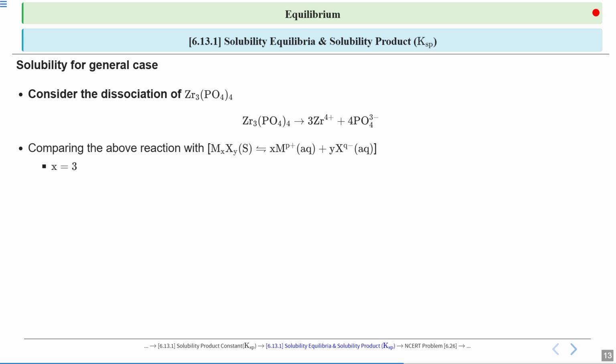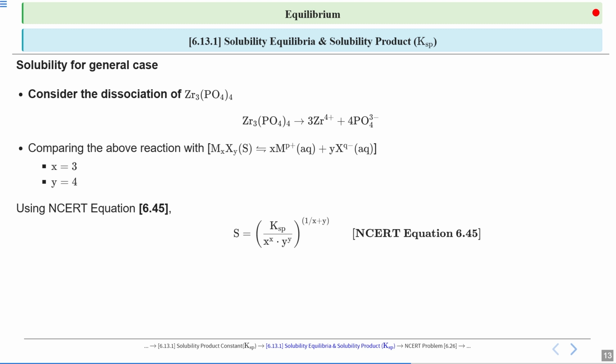Now what about x and y values? Just compare this equation, you will easily see that x has a value of 3. And what about y? y has a value of 4. So you must be having a confusion about which 4. We have PO4, and outside the bracket we again have a 4. So we'll take the term which is outside the bracket of the PO4.